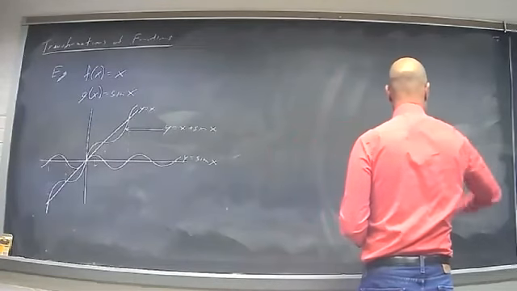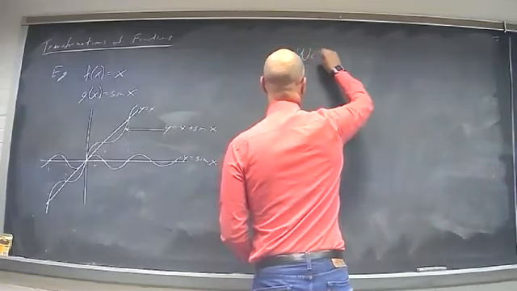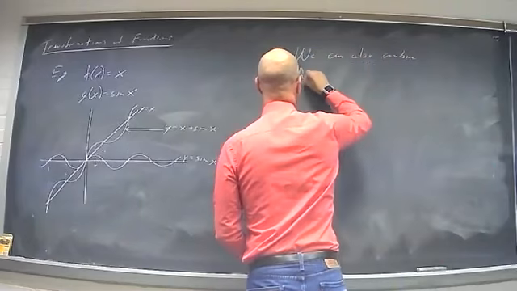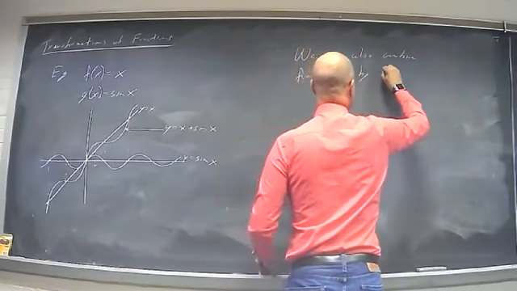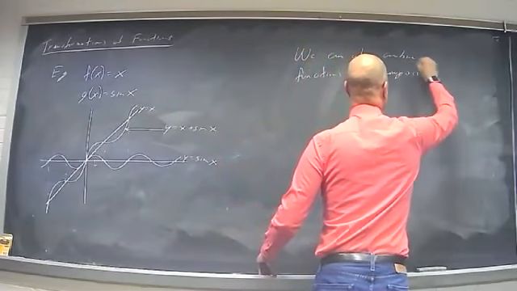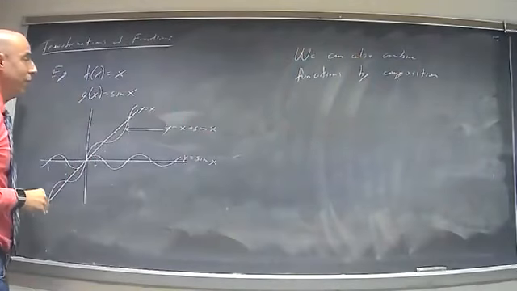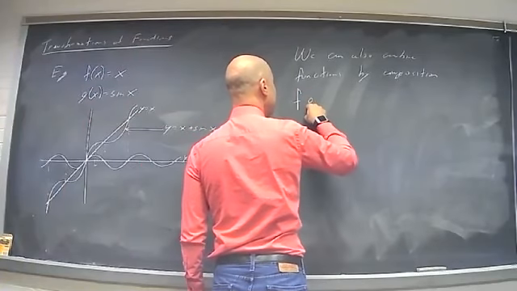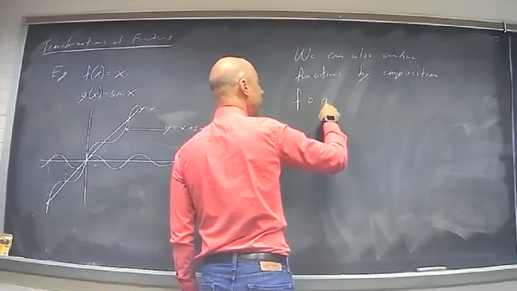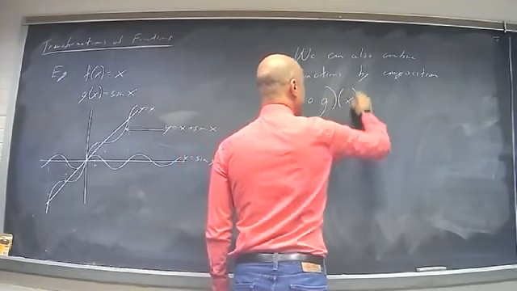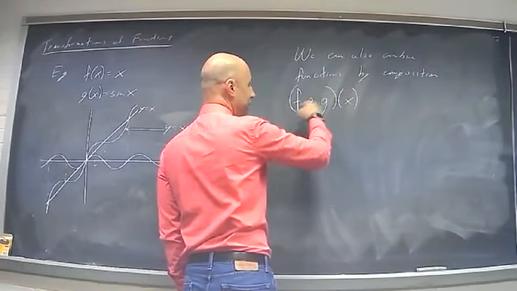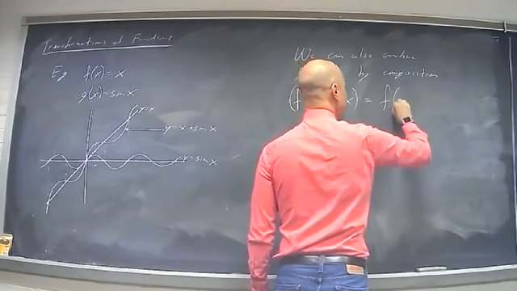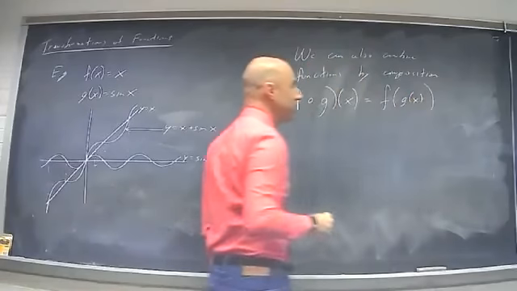We can also combine functions via composition. You might remember this, f, little circle, g, f composed with g of x. Sometimes we sort of jokingly refer to that as fog. That's just really a shorthand notation for f of g of x in parentheses.